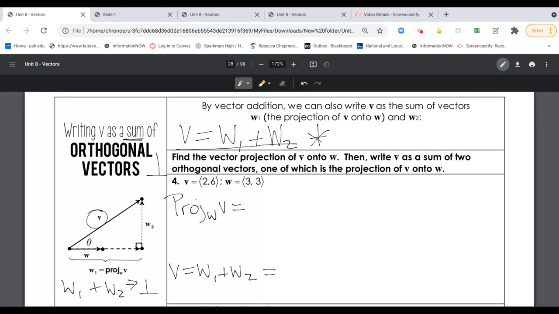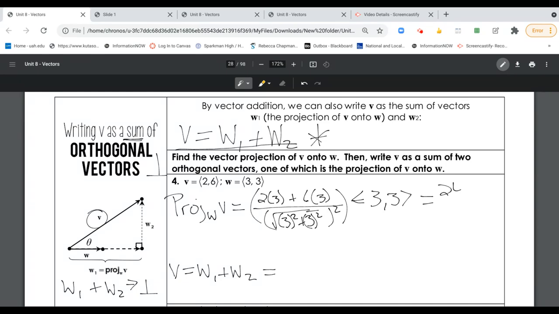So the first thing that we are going to do is find the projection vector. We did that before. So that would be 2 times 3 plus 6 times 3, all of that over the magnitude squared. So that would be 3 squared plus 3 squared. And then you're going to multiply that by your vector. So when it's all said and done, we end up with 24 over 18 times 3, and we end up with 4.